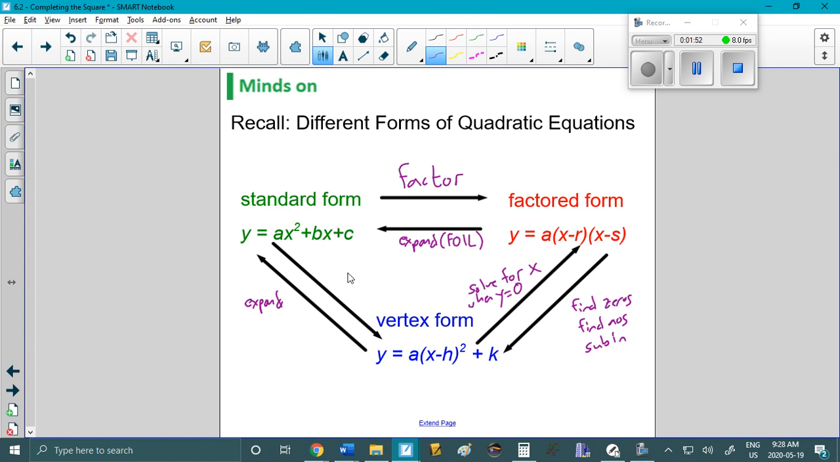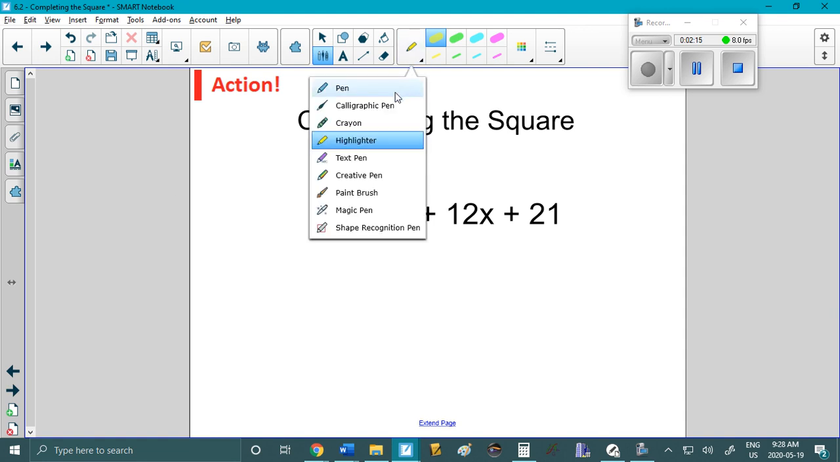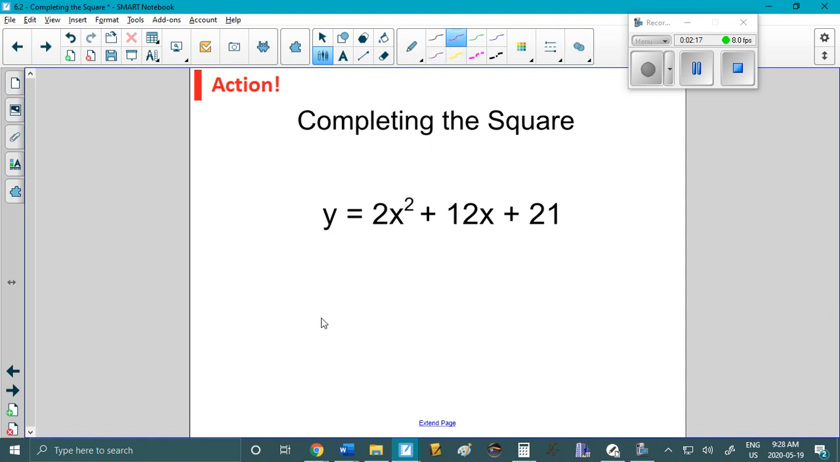So today what we're going to learn is how we can go directly from standard form to vertex form. And that's all this lesson is. It's a technique that will work to go from standard to vertex, and that's all it is. Okay. So here we go. It's called completing the square, and you're going to see why it's called completing the square in a second.